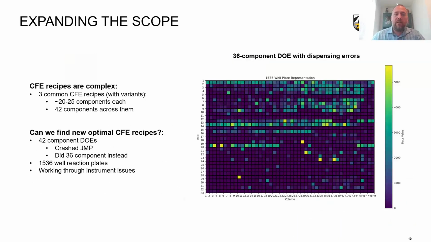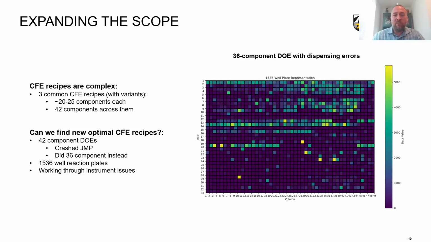And then the other thing we've been working on more recently is expanding this. So I mentioned the 3 recipes. There's 42 components that make up the union of those recipes. And so we tried to do a DOE of all 42 components to look for, hey, maybe there's some other optimal region that no one has explored. It crashed the JMP software. Our statistician's been working with the engineers to see if they can resolve that. But a 36 component DOE, we were able to do that.